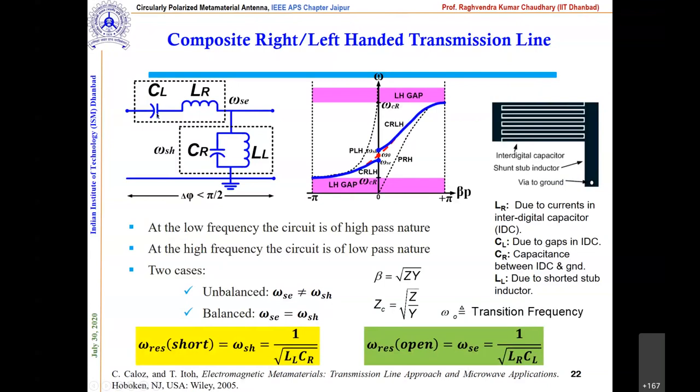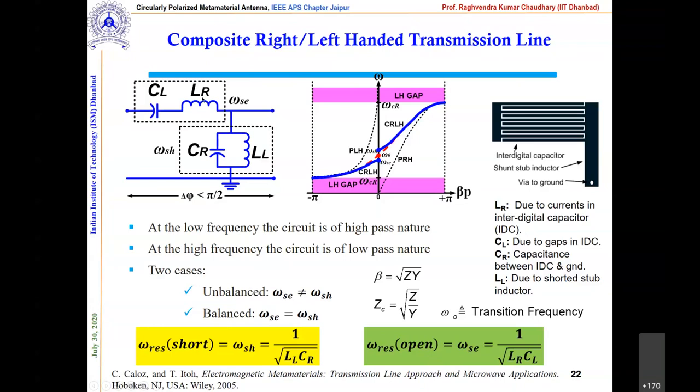But as we know, at microwave frequency we cannot neglect the other effects. If this gap provides the capacitance, at the same time, due to the surface current, there must be some inductance, and you cannot neglect that inductor. And when you are dealing with a planar line, the upper part and the bottom part will provide some capacitance. So ultimately, the overall circuit comprises all these four elements, where L stands for left-handed and R for right-handed.